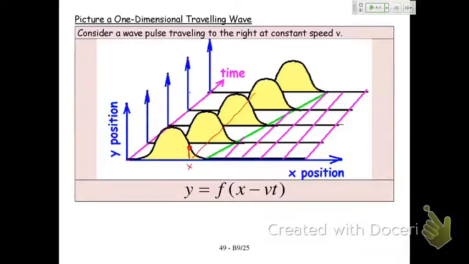So I can say, well, use this value of x, but use that time, and tell me what the y value is of that point in space at that time. So there are two things that are changing: where I am in x and where I am in time. So I want an equation which gives me the value of y, and it's going to be some function of the position, and it's going to be a function of time.